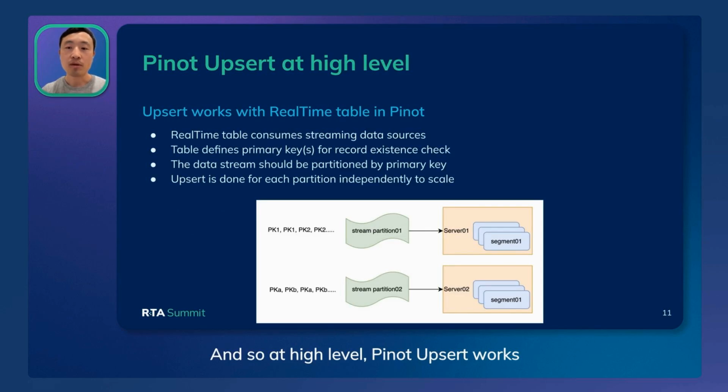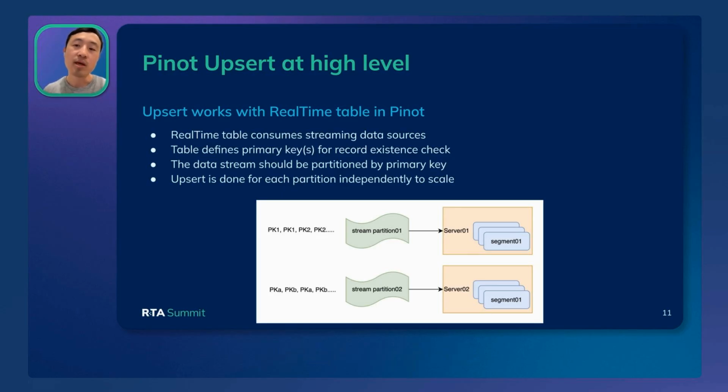At a high level, Pinot Upsert works with a real-time table, and the real-time table ingests streaming data sources. To handle Upsert efficiently, the data stream must be partitioned based on the primary key. Like in this figure, primary keys 1 and 2 have to go through partition 1, and primary keys A and B go into partition 2. Those partitions are handled by individual servers, so those servers can handle the Upsert workload independently. And we can scale the Upsert workload by adding more partitions and more servers.